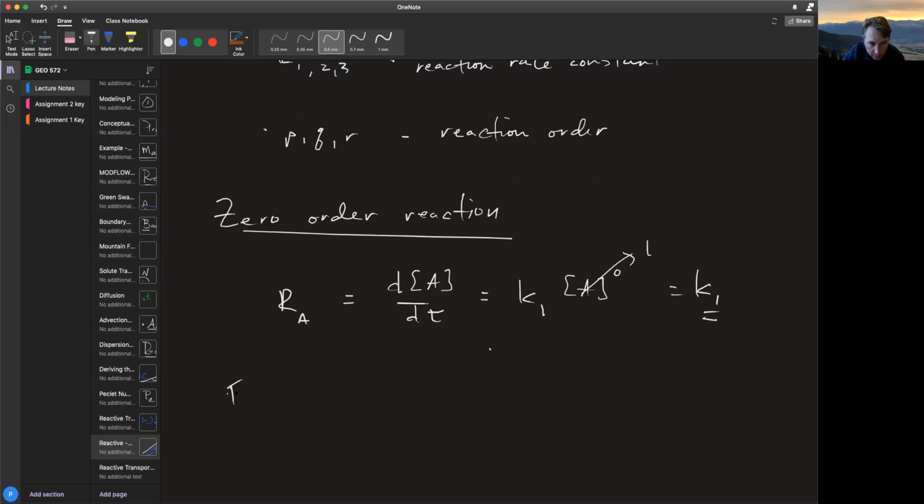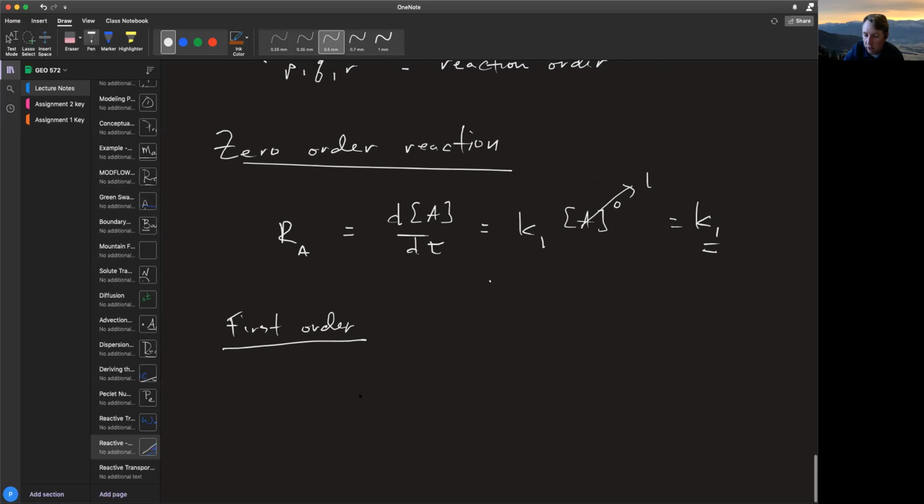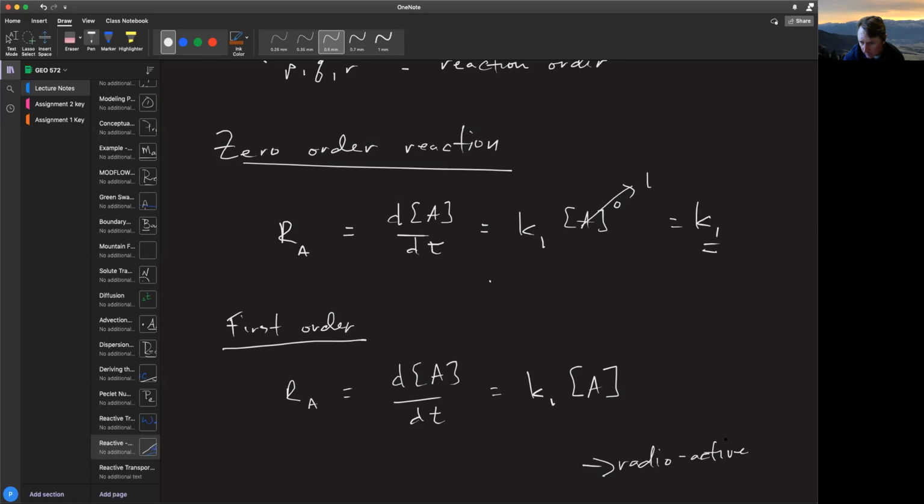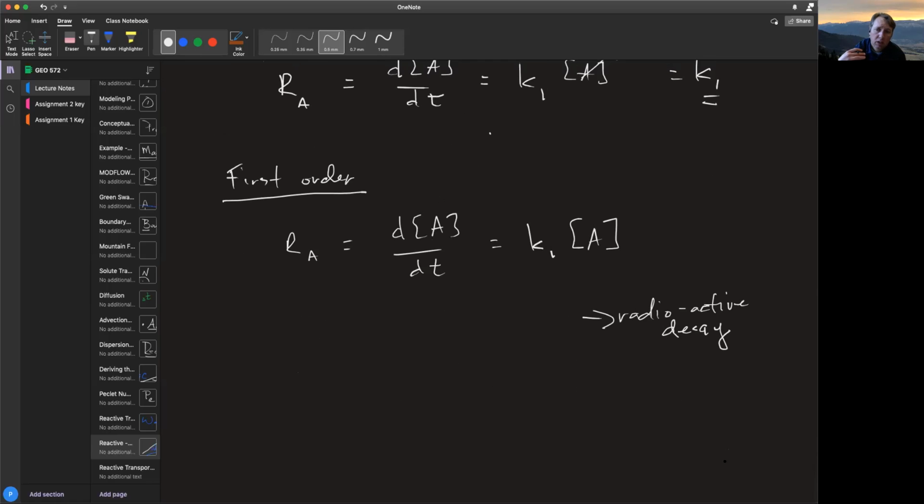A first order reaction is a really common reaction, and one that we'll use and one that people use all the time. And what it says is that the rate of, say, production or decay of a solute is equal to K1 times the concentration. All right, so this is the equation for radioactive decay. All right, for sure, but all kinds of processes get modeled by this.